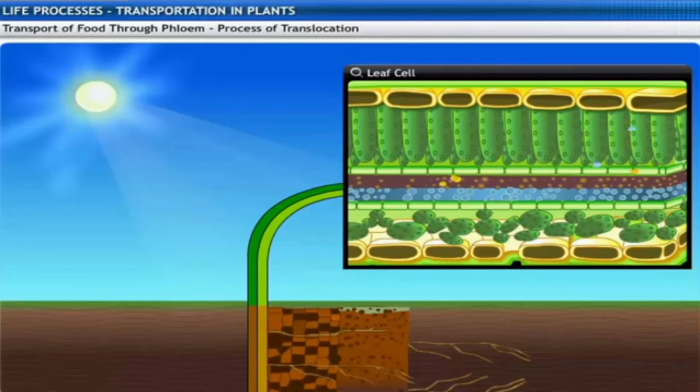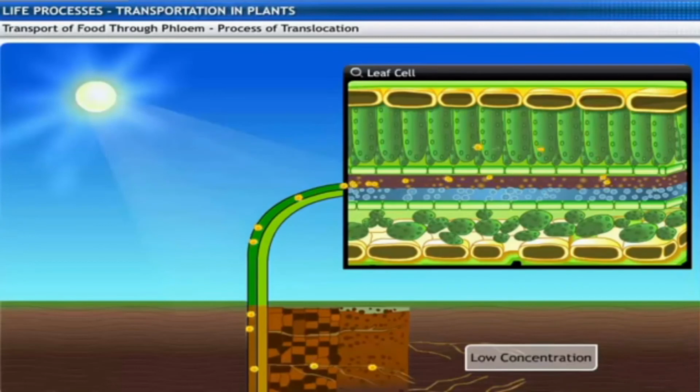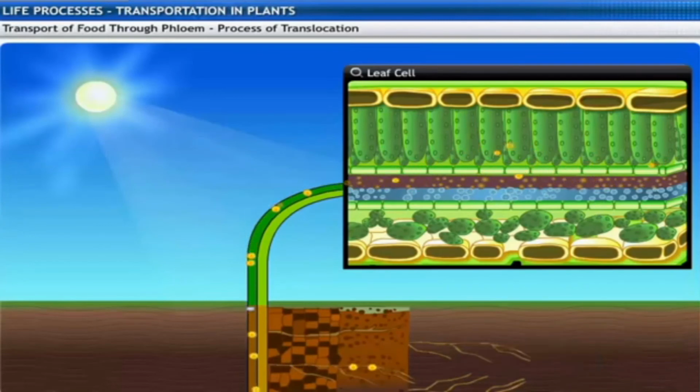This high concentration of sugar in the phloem causes water to move from adjacent cells to the phloem by osmosis. It creates an osmotic pressure in the leaves, which eventually results in translocation of solutes from its region of higher concentration to the region of low concentration, like root or other storage organs. Finally, sugar molecules move to the root system.